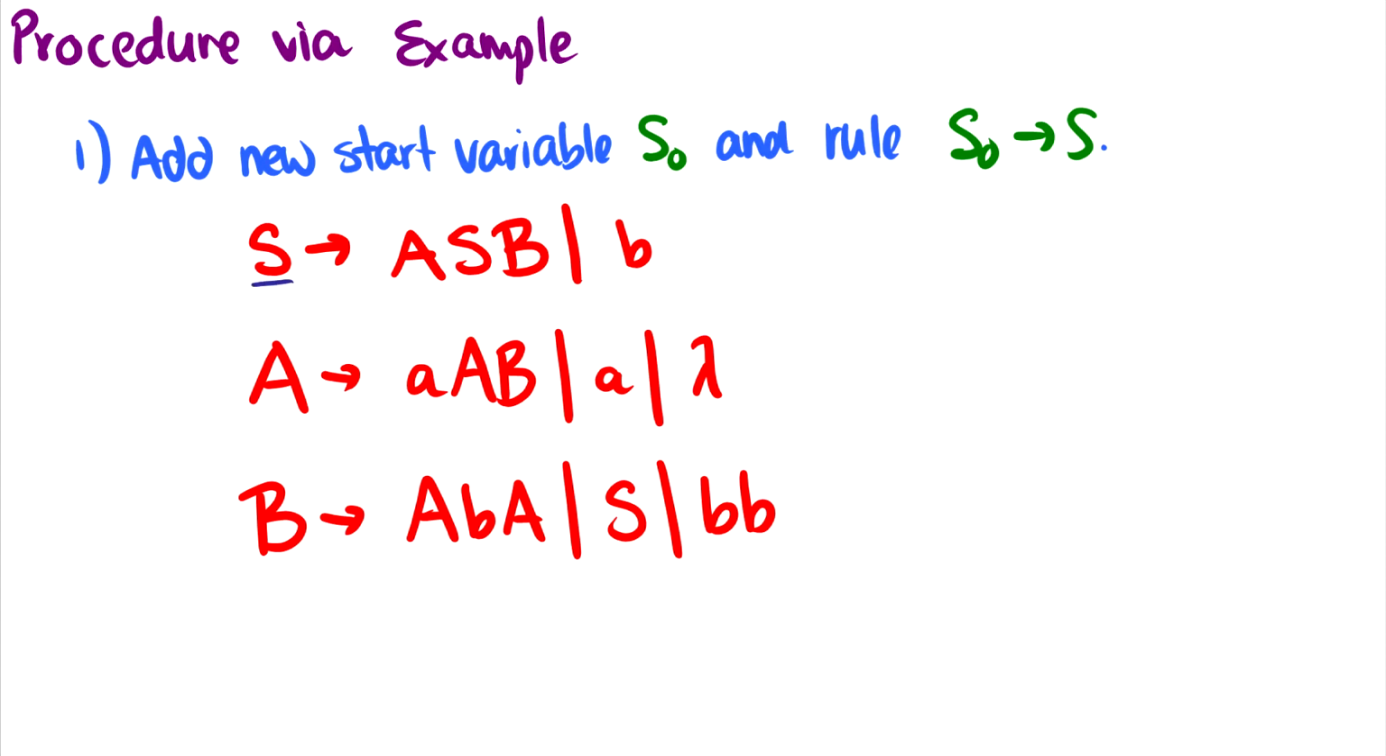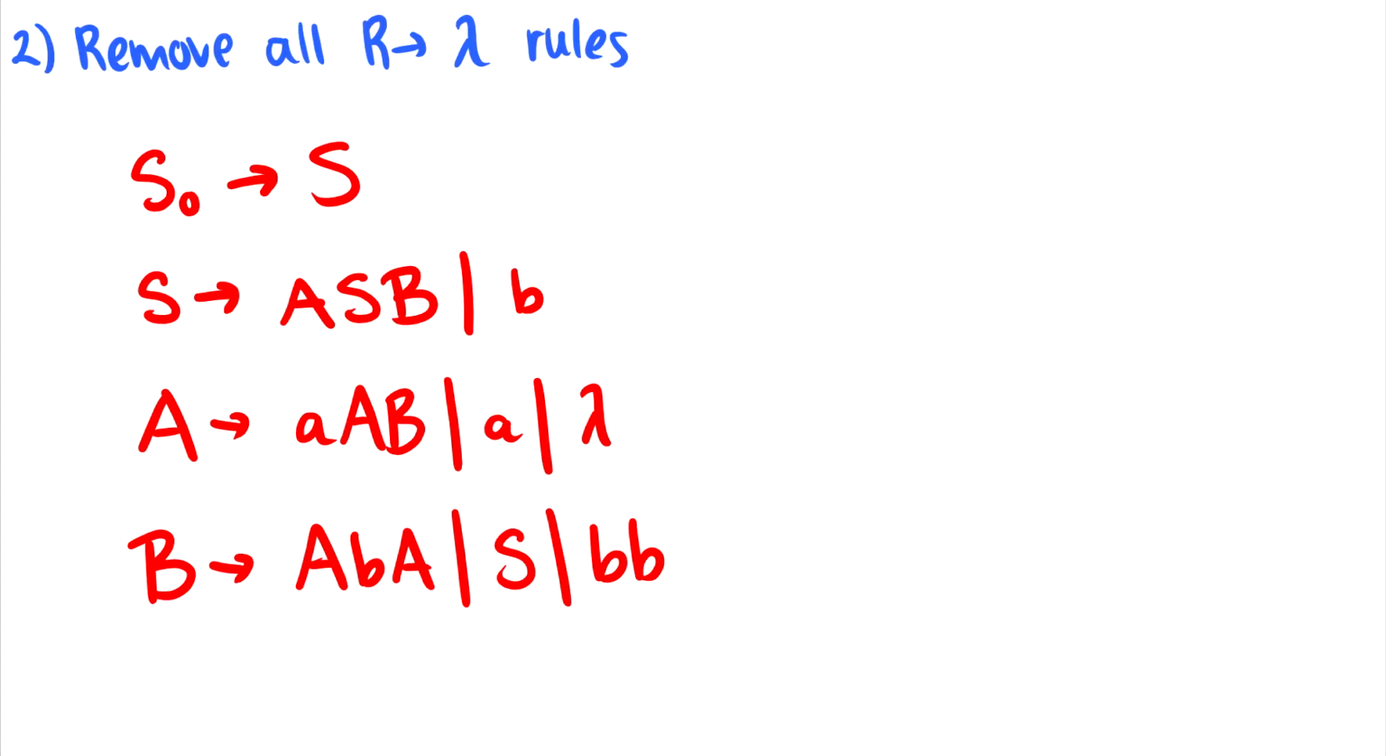S is our old start variable, so let's add a new rule. S0 goes to S. And now we've taken care of the start variable problem because now none of our rules send us back to the start variable because we've introduced a new one. So before we had issues here with ASB and with B going to S, those issues are now gone. So that's our first step: add a new start variable and send our new start variable to our old start variable. The second step is to remove all rules where we have a variable going to the empty string lambda.